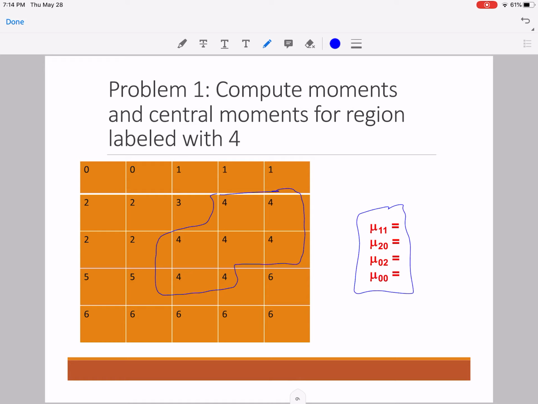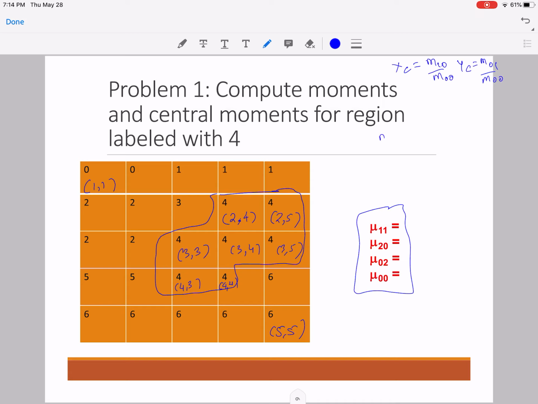Now, MATLAB is going to view this particular matrix starting from 1, 1 all the way to 5, 5. Which means that this location is going to have the coordinates 2, 4, this is 2, 5, this is 3, 3, 3, 4, 3, 5, and this one is 4, 3, and this one is 4, 4. Now, xc is calculated as m10 over m00, and yc is calculated as m01 over m00. So that's the centroid, xc and yc.